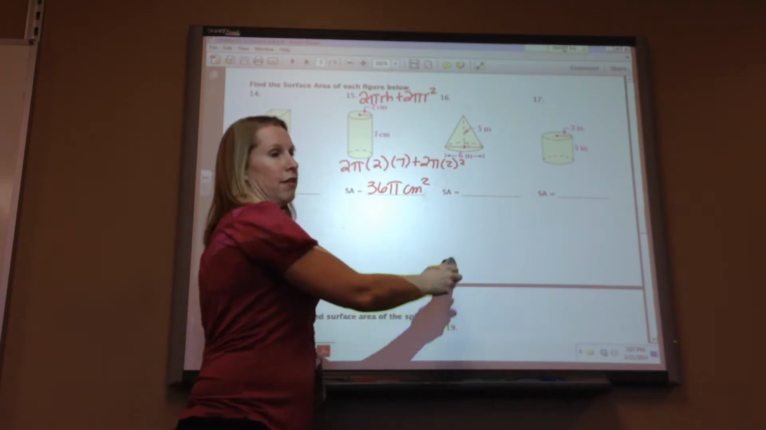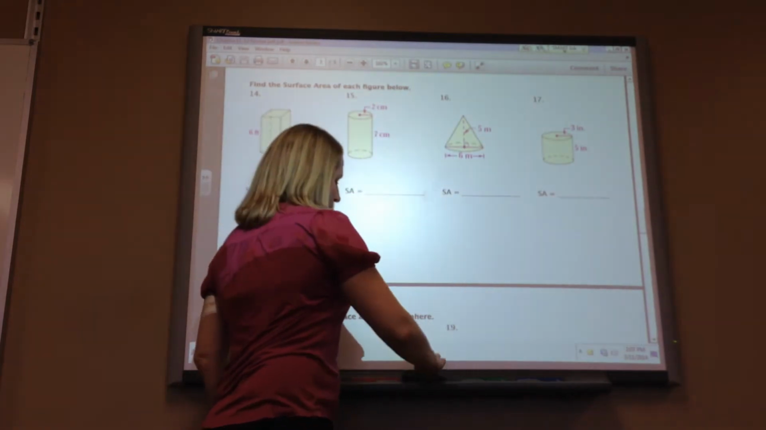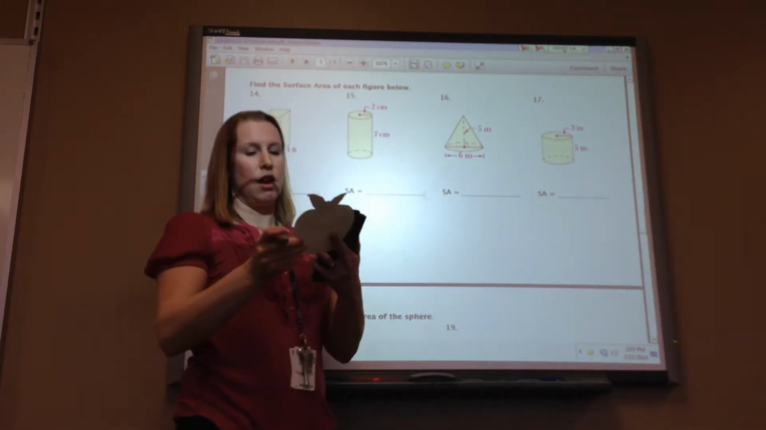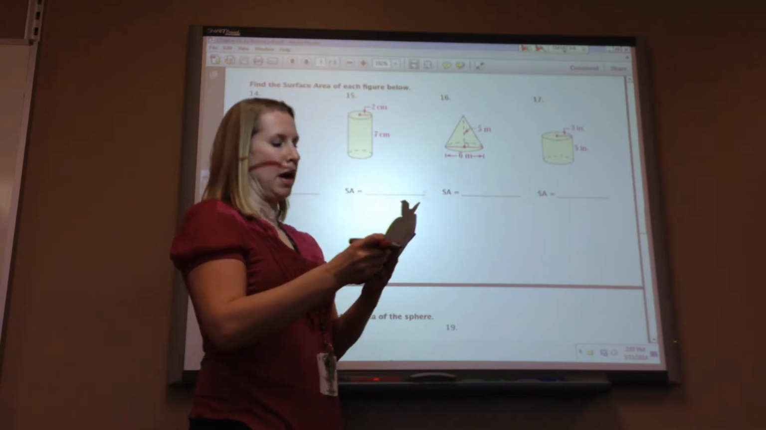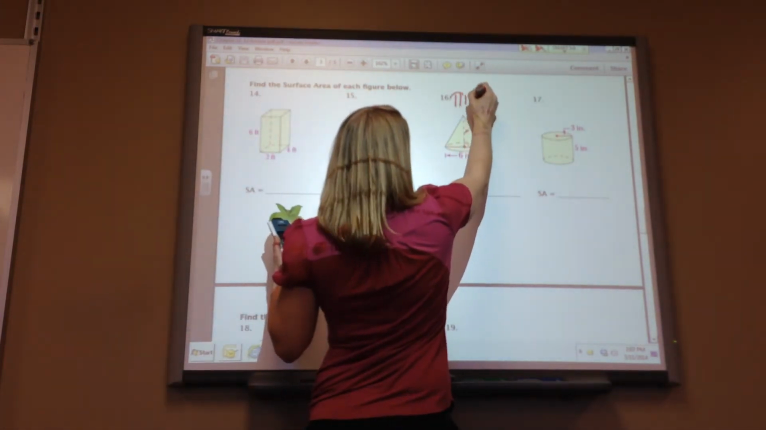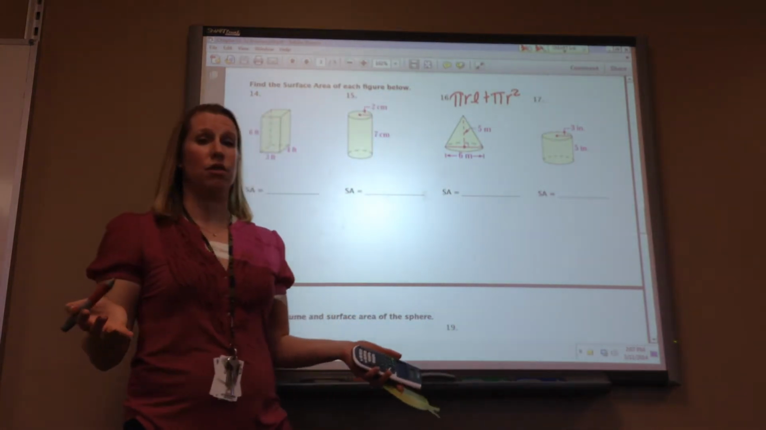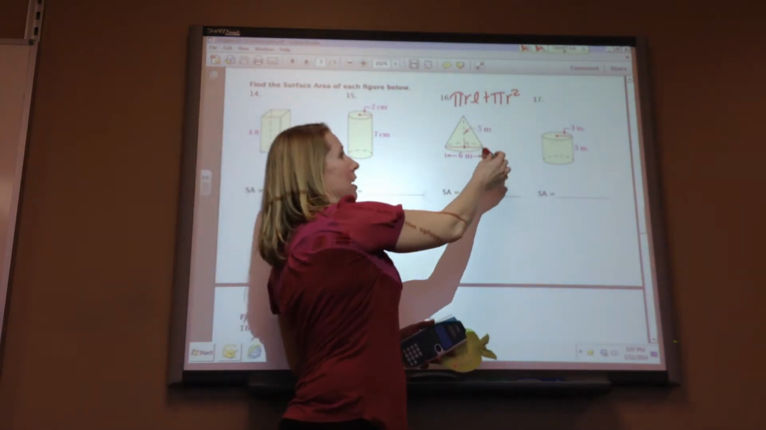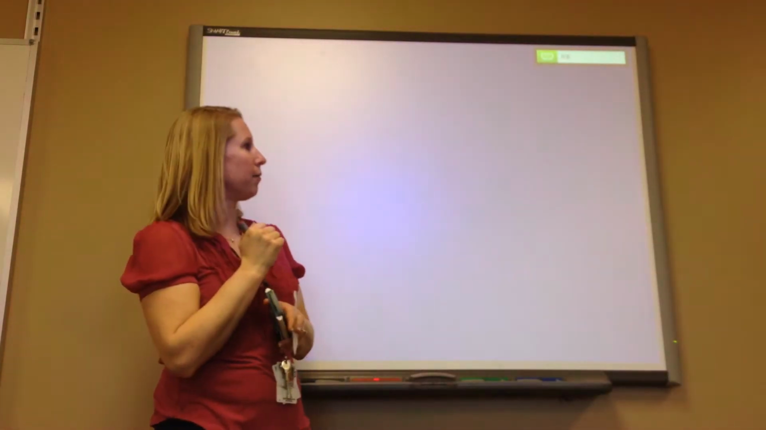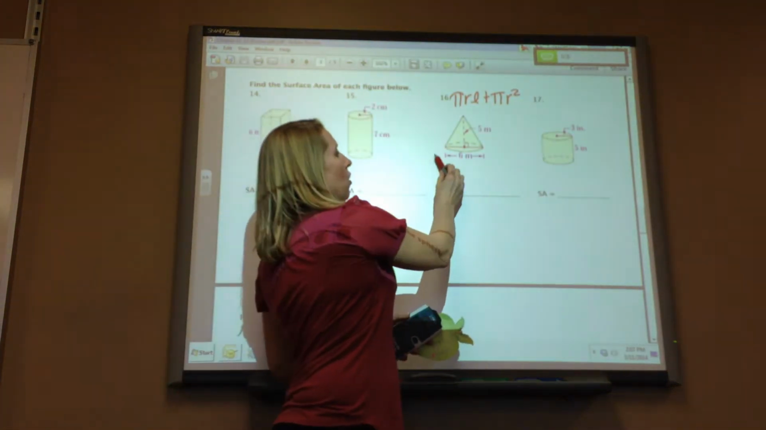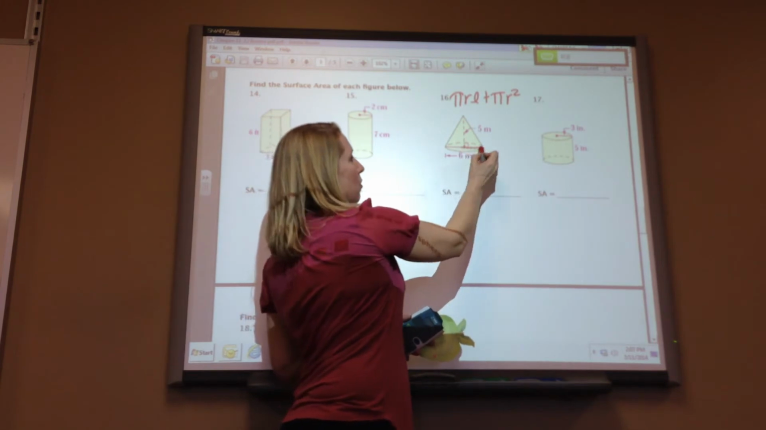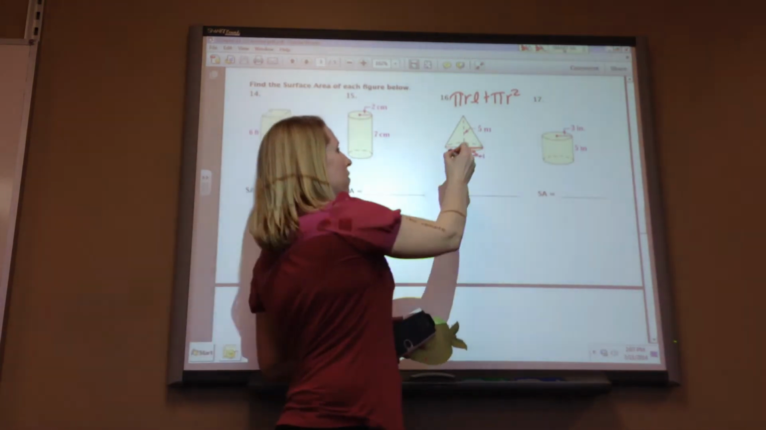Okay, surface area of a cone. Surface area of a cone is pi RL plus pi r squared. Now on this one, I already noticed a problem. We don't know the slant height. We know the actual height. So the whole diameter is 6, so this would be 3. The height would be 5.